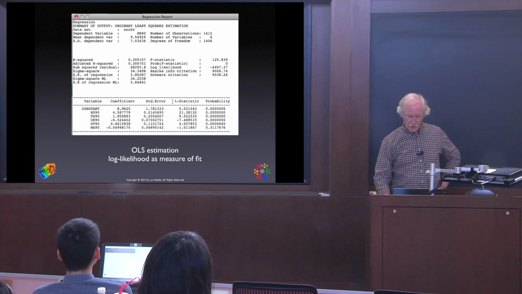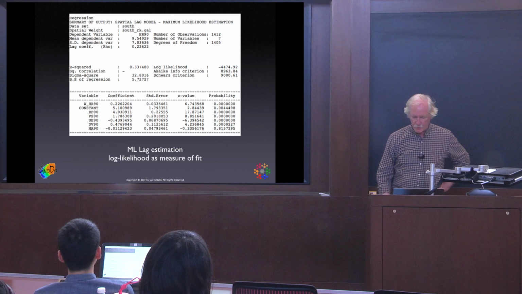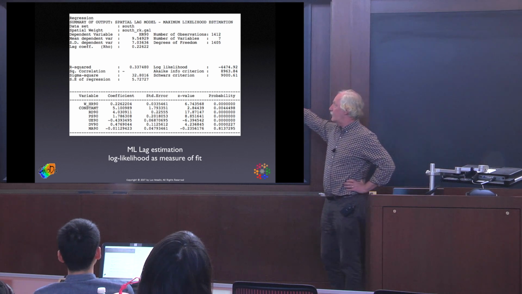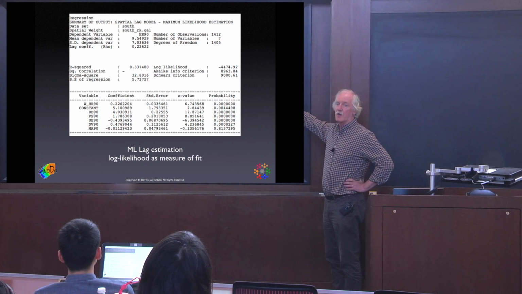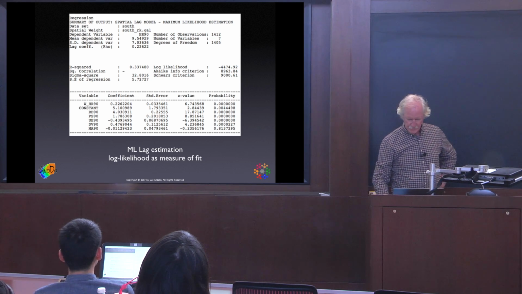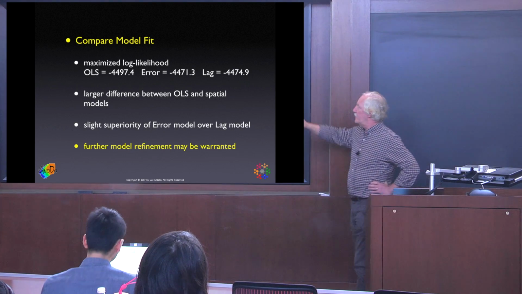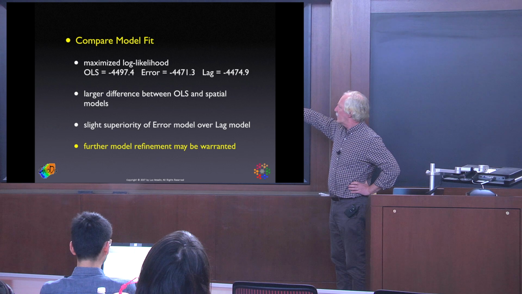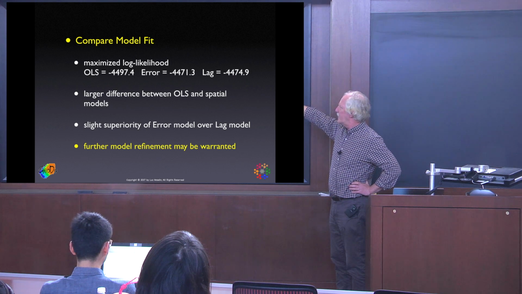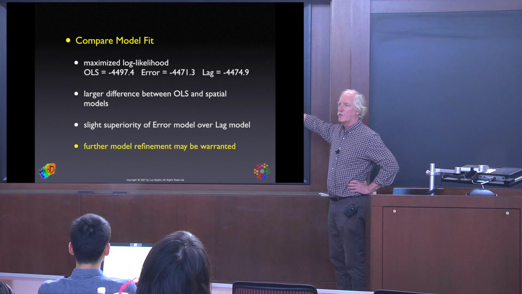So there's the log likelihood in OLS. And then just for completeness, there's the log likelihood in the lag model. So now we have 3 log likelihoods and 3 AICs, and we can compare them. So you see the error model is the least negative, so the smallest in absolute value of the 3.